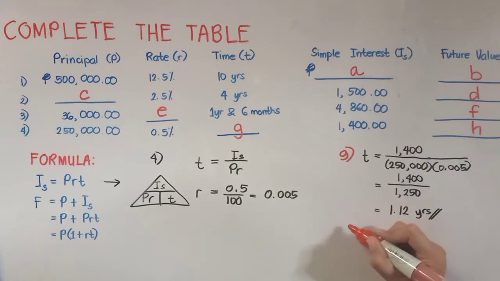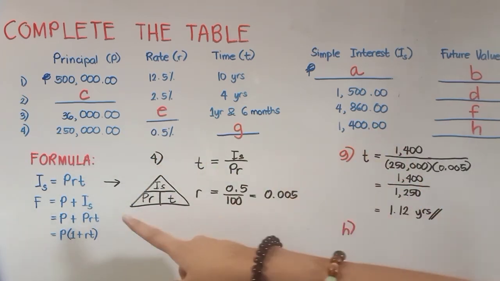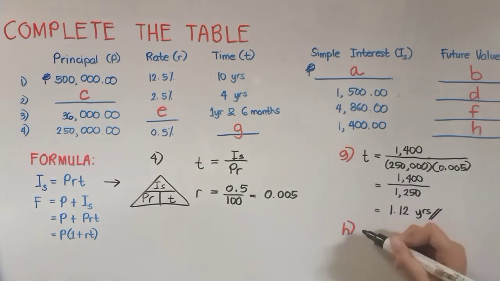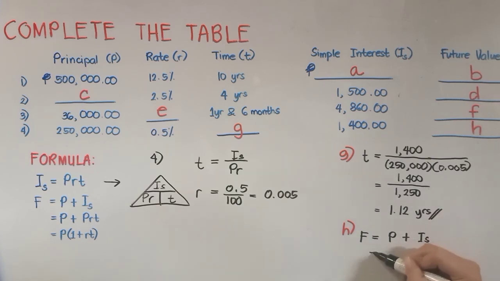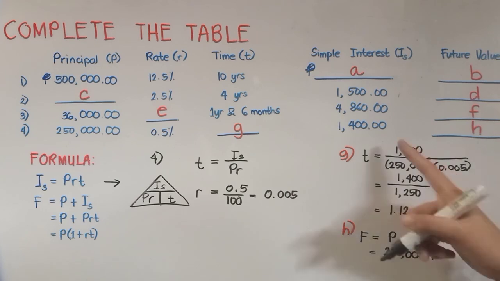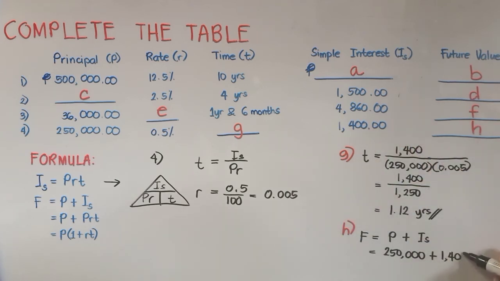Now we are going to proceed to solving for our future value. As you can see, both principal and simple interest are given in the table, so we'll simply add them. Again, our principal is 250,000 and our simple interest is 1,400. This will give us a total of 251,400. This is our future value.